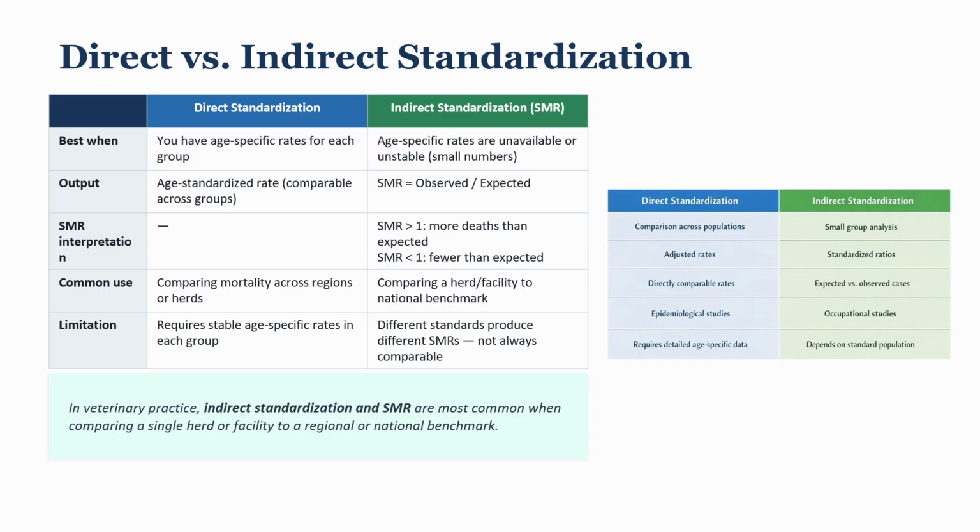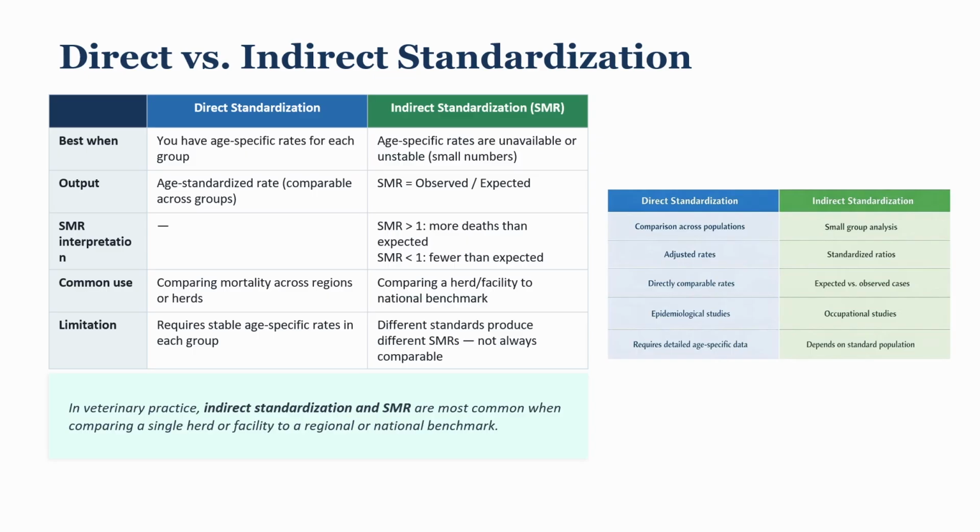Direct standardization requires that you have reliable age-specific rates for each population you're comparing. If you have those rates, direct standardization lets you produce comparable age-standardized rates for all groups simultaneously. This is the method of choice for comparing multiple populations, multiple herds, multiple regions, multiple time periods on the same footing.